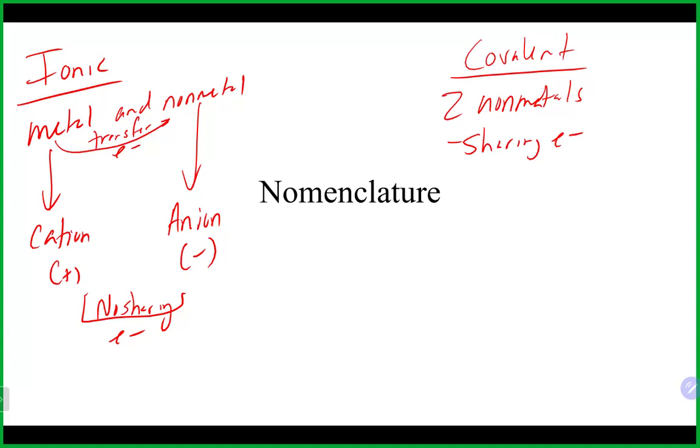And that's probably one of the first things that you want to be able to do, which is identify what type of compound you're dealing with. Is it ionic? Is it covalent? Then that will direct you into the right way to name them as well.